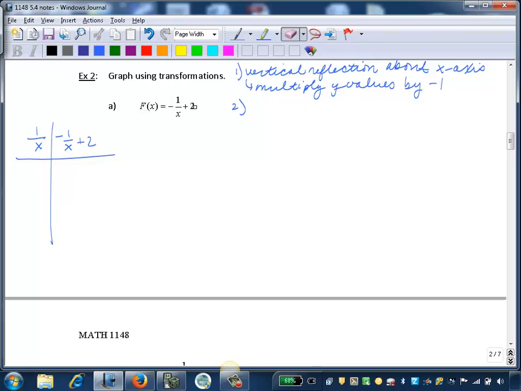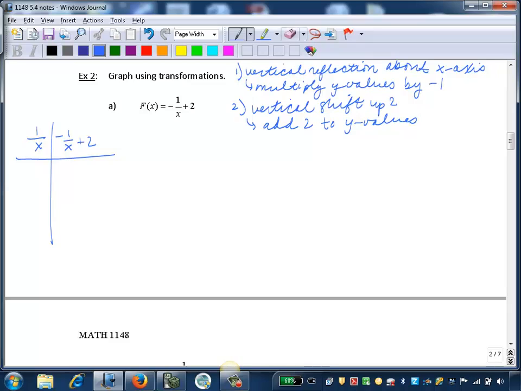Also, outside the grouping symbol, now we have a plus 2. So we know when we add outside the grouping symbol, that's going to shift the graph up 2 in this case. So we have a vertical shift up 2 units. So we know to perform that transformation to our key points on our parent function, we're going to add 2 to the y values.